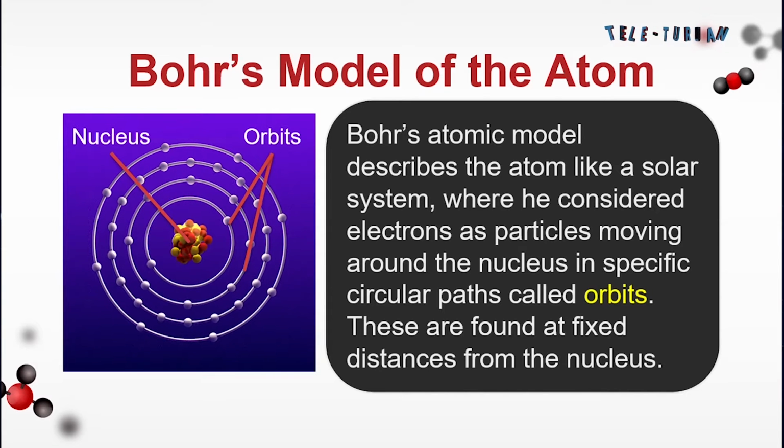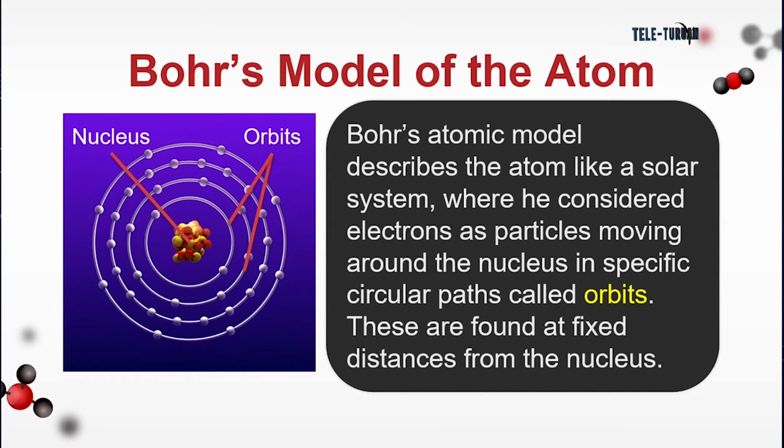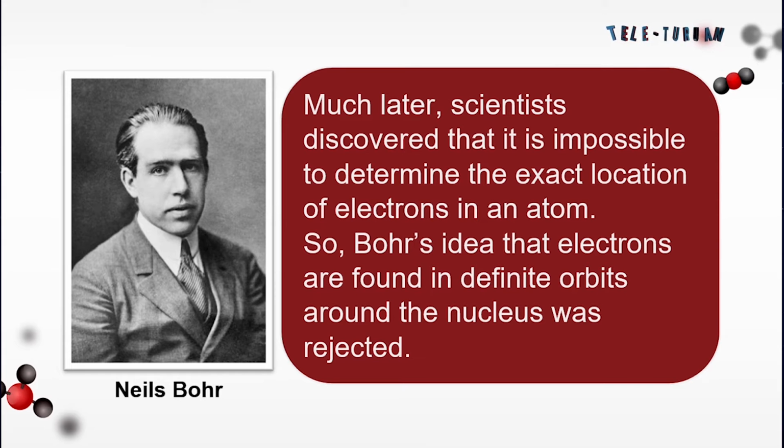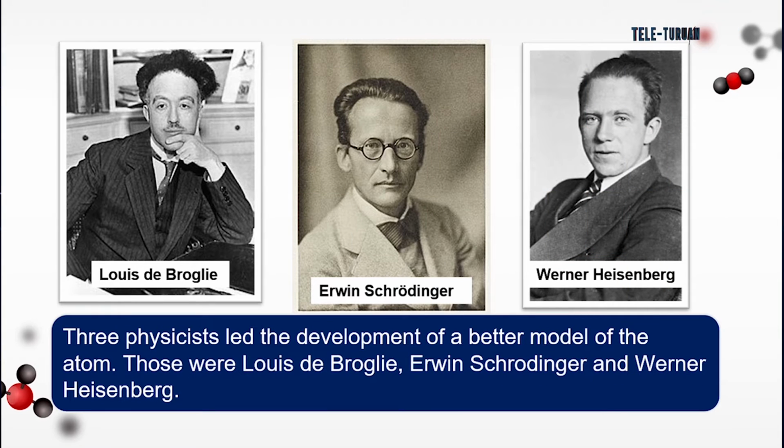These are found at fixed distances from the nucleus. Much later, scientists discovered that it is impossible to determine the exact location of electrons in an atom. So, Bohr's idea that electrons are found in definite orbits around the nucleus was rejected. Three physicists led the development of a better model of the atom. These were Louis de Broglie, Erwin Schrödinger, and Werner Heisenberg.